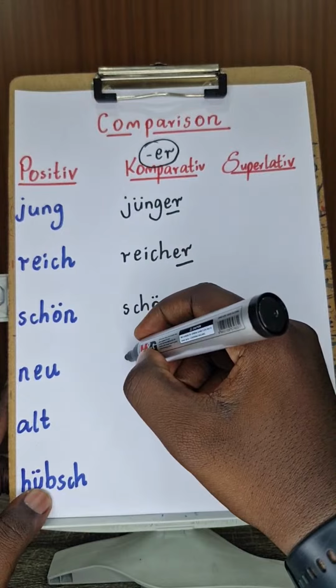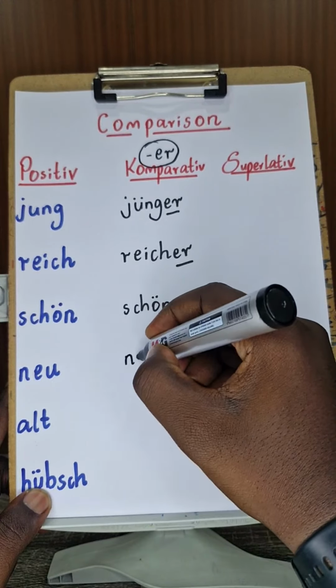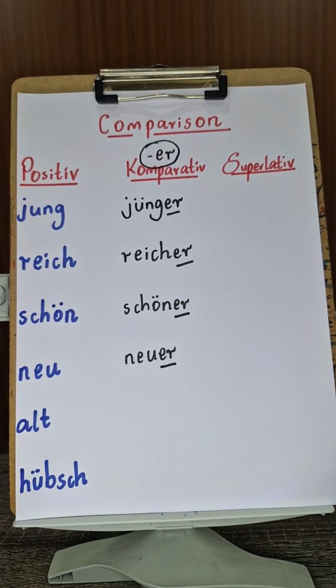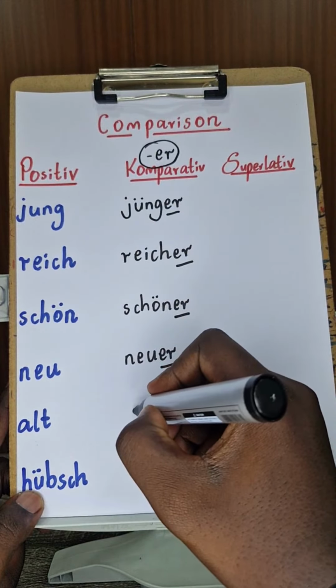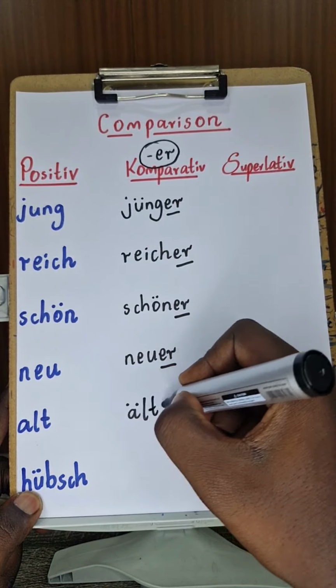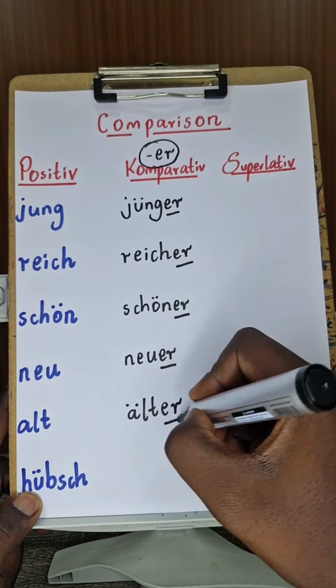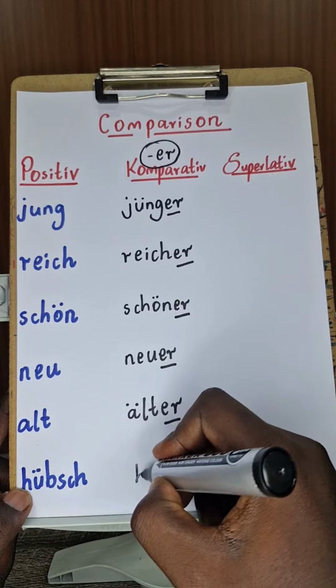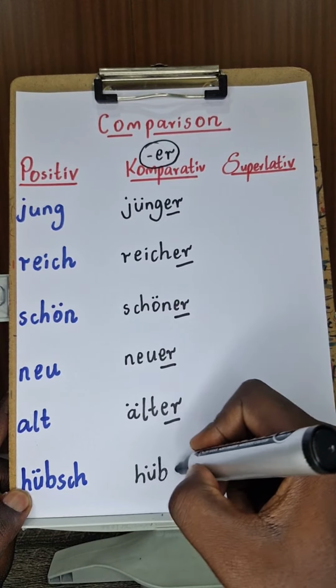Neu, which is new. Now neu, you also just add -er. Now you say neuer, newer, neu, neuer, right? Alt is another one that will take an umlaut. You now have an umlaut on the a and the ending -er, so the pronunciation changes. Alt now becomes älter. Kindly note, yeah? Hübsch: now this would maintain. You just add the ending -er. Hübscher.